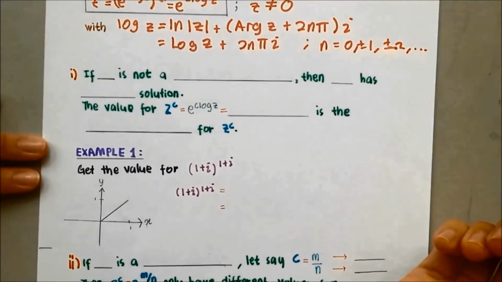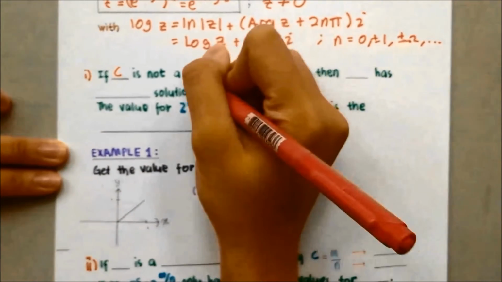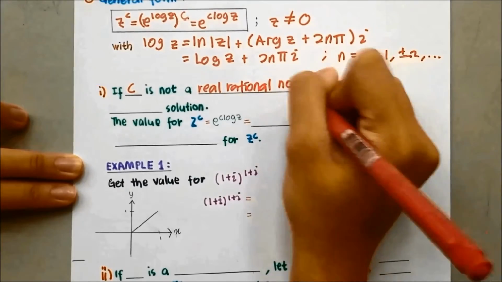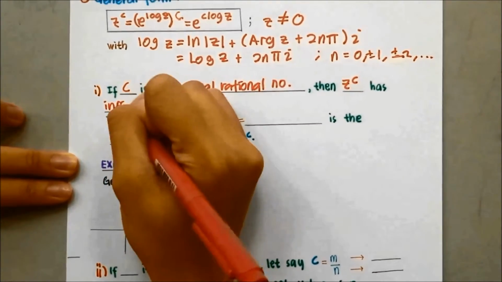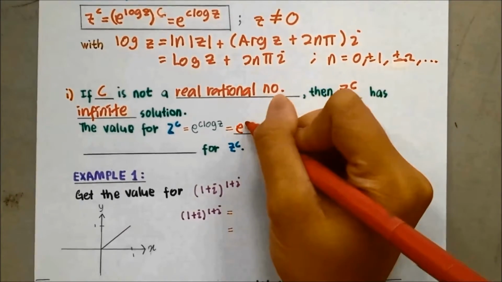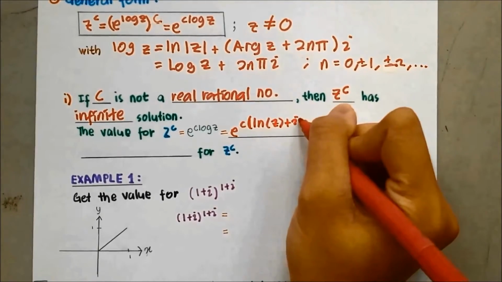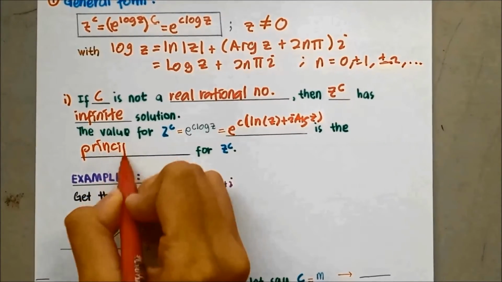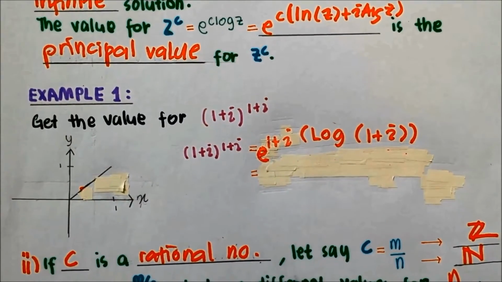Now, let's take a look at the first form. If c is not a real rational number, then this function has infinite solutions. The value for z to the power of c equal to this is the principal value for this function.